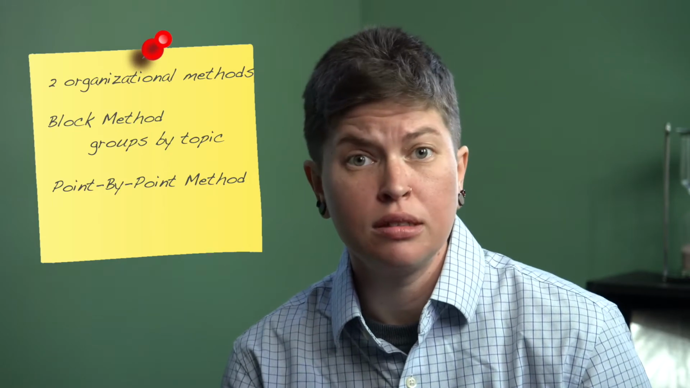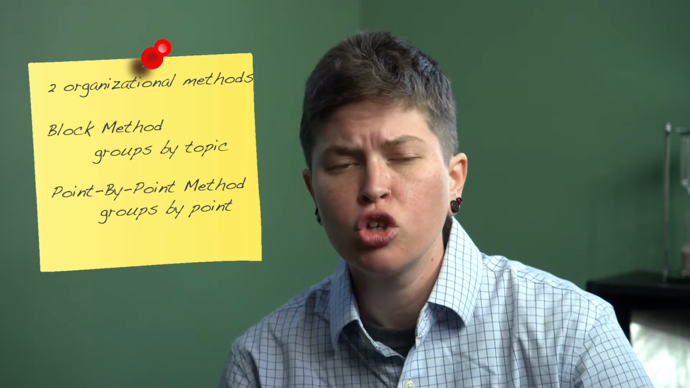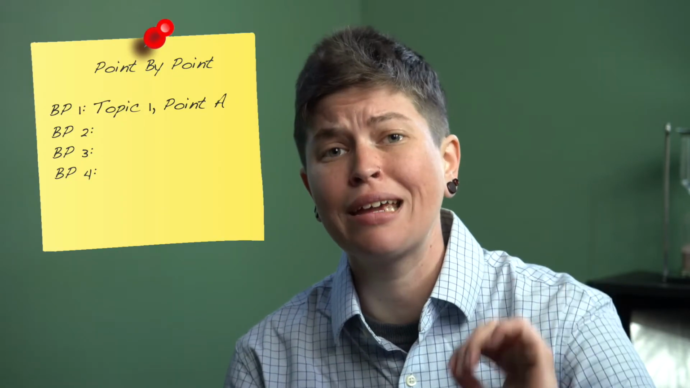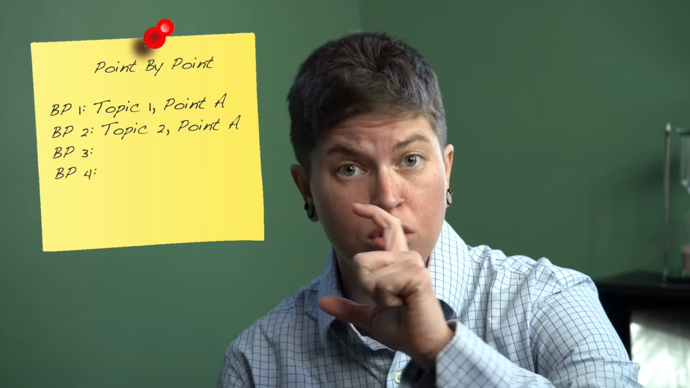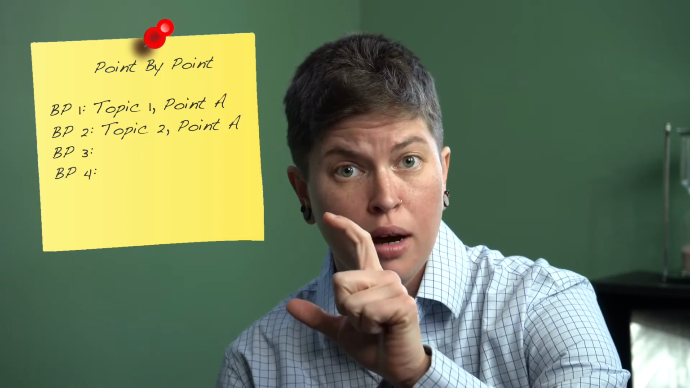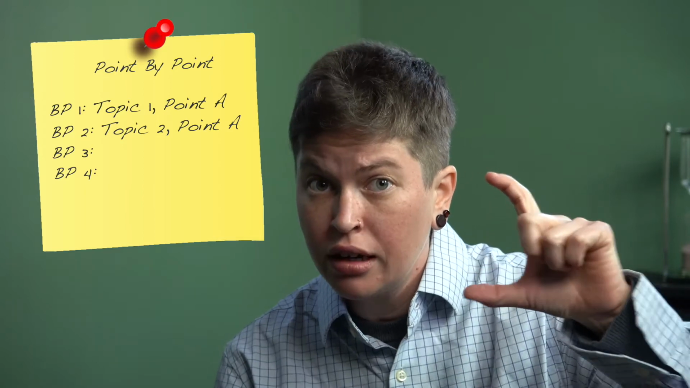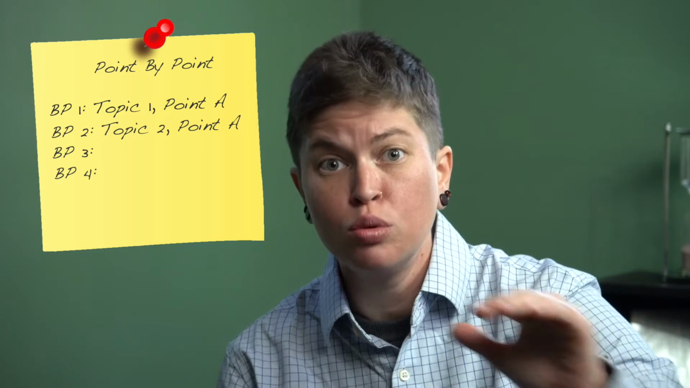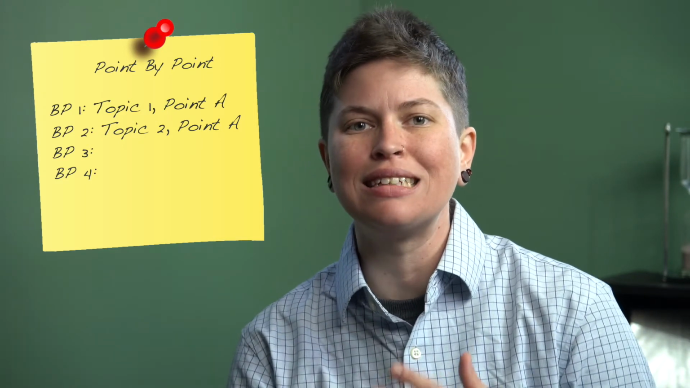When it comes to the point-by-point method, you want to develop things similarly. They're just grouped by point instead of grouped by topic. So you would say topic 1, point A in the first body paragraph. Second body paragraph would be topic 2, point A. So you notice the point A's are together in the first two body paragraphs instead of identifying the topic 1 in the first two, right? You're just doing topic 1, point A, topic 2, point A. That linkage is in the points, not the topics.